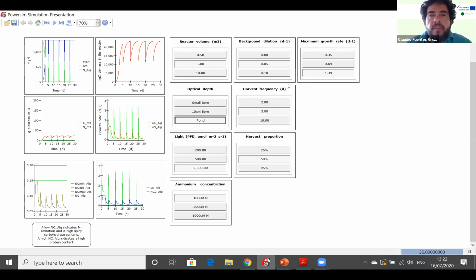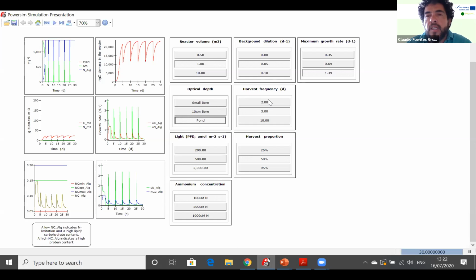And then you have the harvest frequency. This always depends on the growth rate, but normally for most of the species, the larger ones, you can harvest every 10 days. The medium one you can harvest every 5 days, and the small one every 2 days.